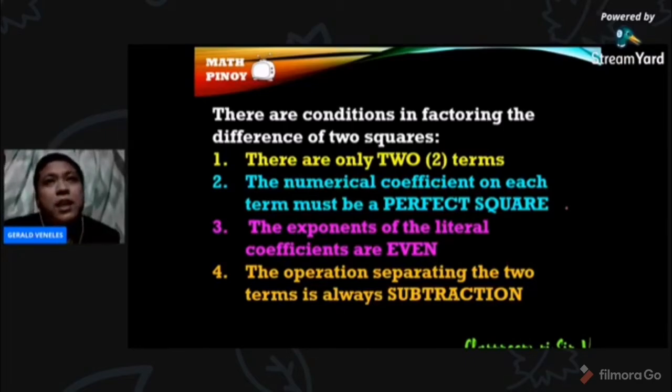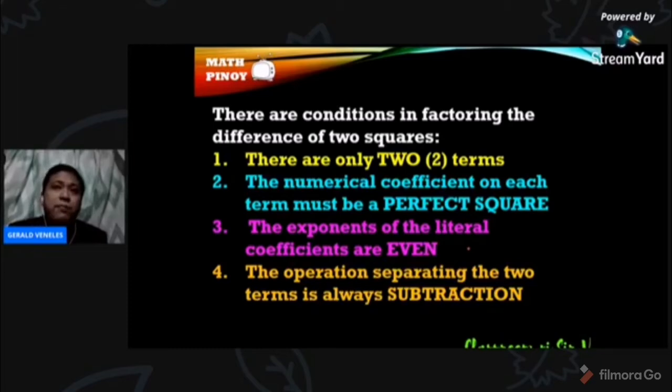Let's say, square root of 4. Ano kayang sagot sa square root of 4? Tama si Cyril, 2. Yun yung mga perfect square. Kapag in-square root mo, ang sagot ay whole number. Correct. And then, number 3, the exponents of the literal coefficients are even.